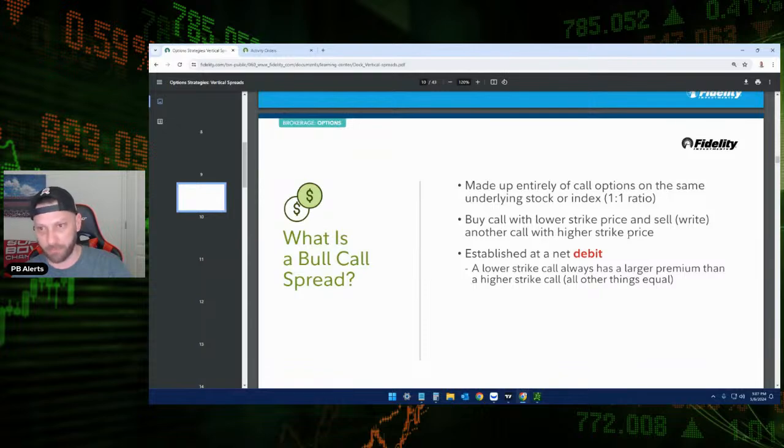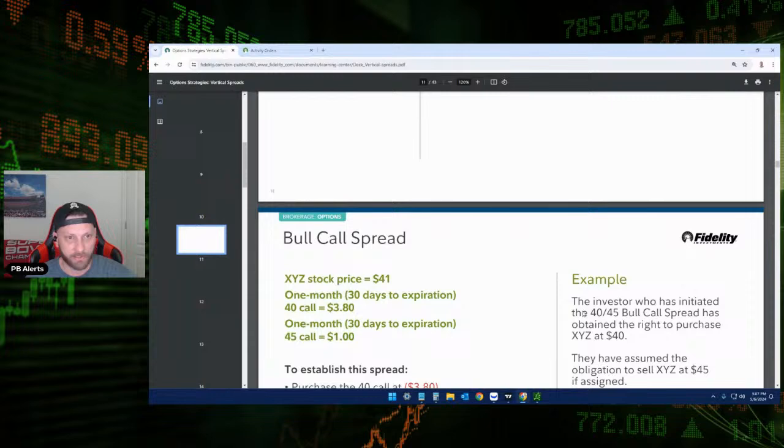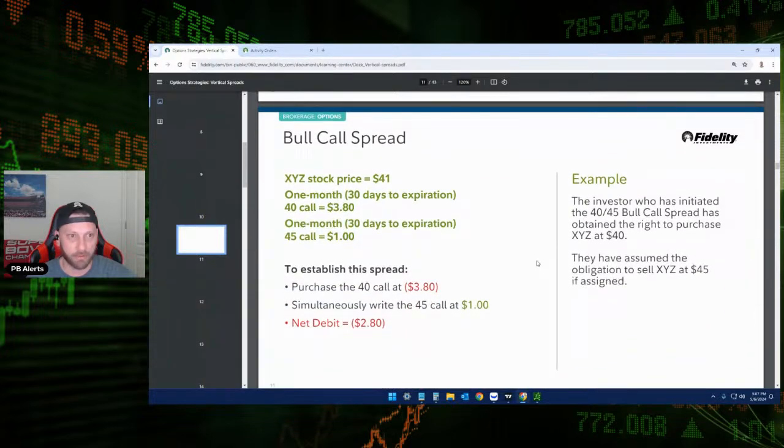So that's an easy way to remember how to set the trade up. And it establishes a net debit where you've got to pay to open it, unlike a credit spread where we're actually collecting money because we're the seller. So a lower strike call always has a larger premium than a higher strike call. Okay, we know that. So let's look at an example of a bull call spread.